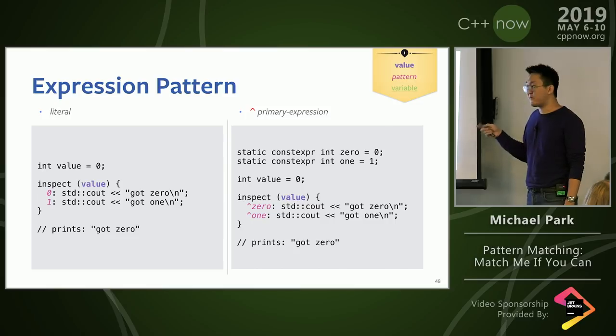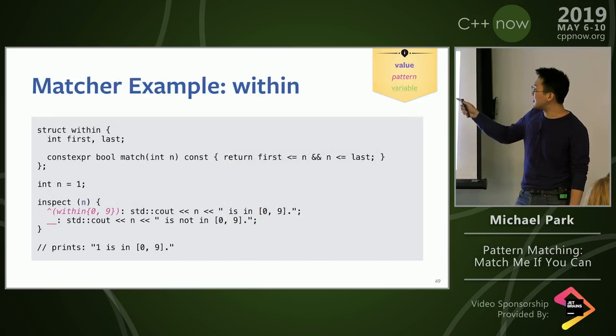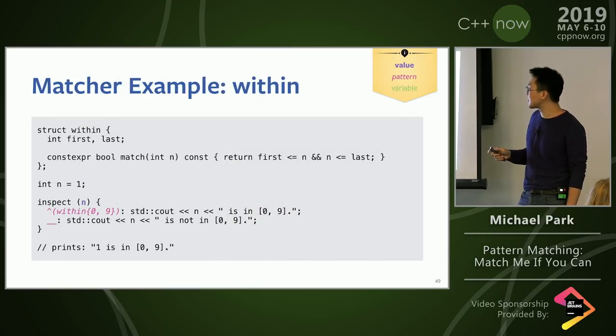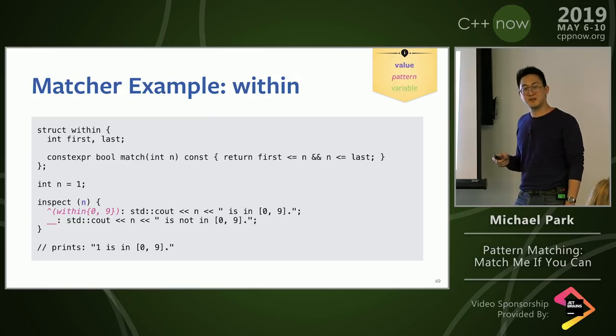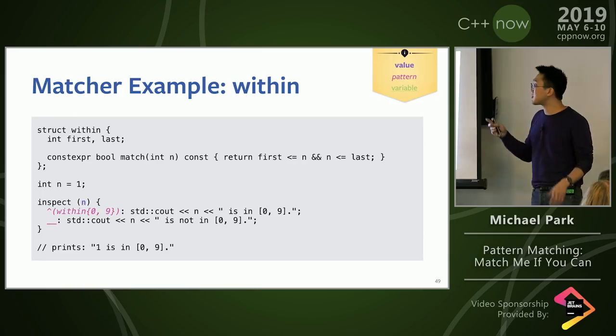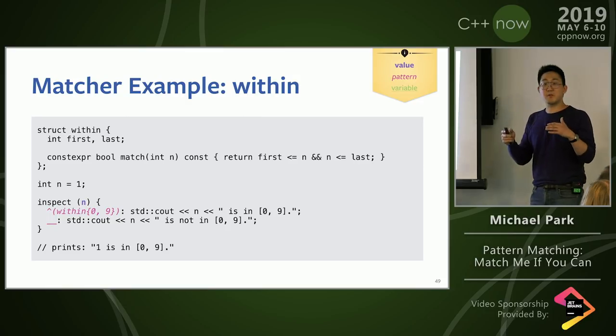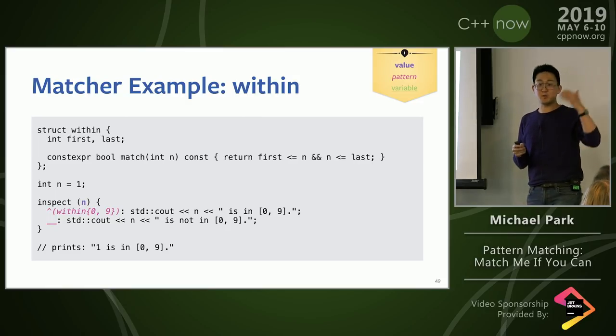Now, if we were to do that, then what I suspect is that people will write types like this within here, and give it an operator equal equal for int and within. And so the within here is intended to capture a range. So we take two values, first and last, 0 and 9, for example. And we're saying, I want this pattern to match if the integer that I'm looking at is between 0 to 9.